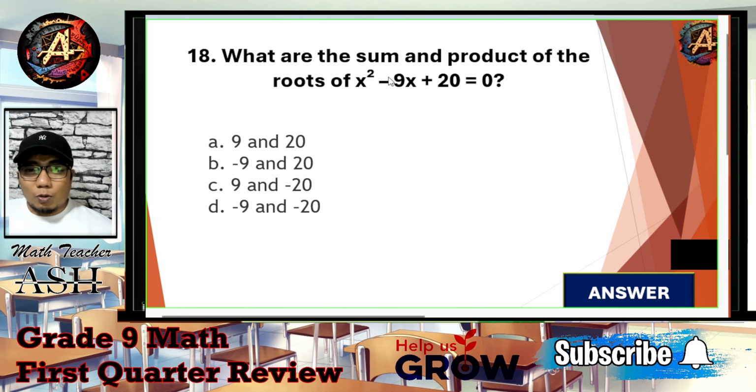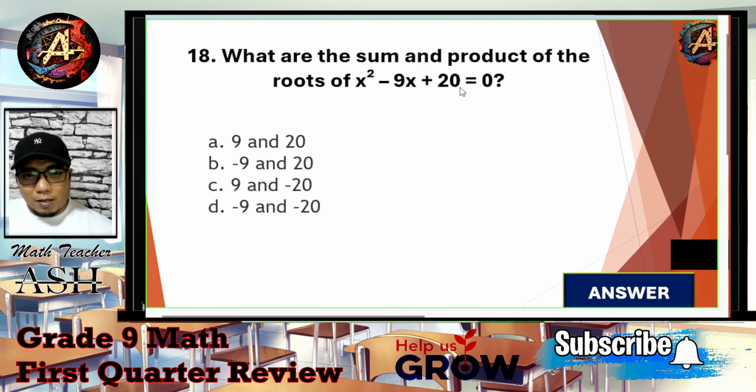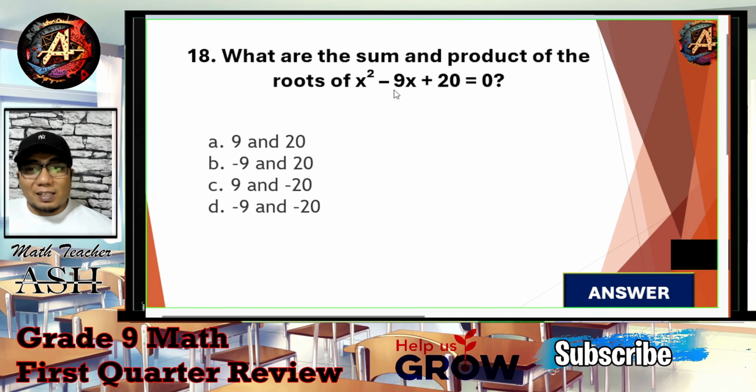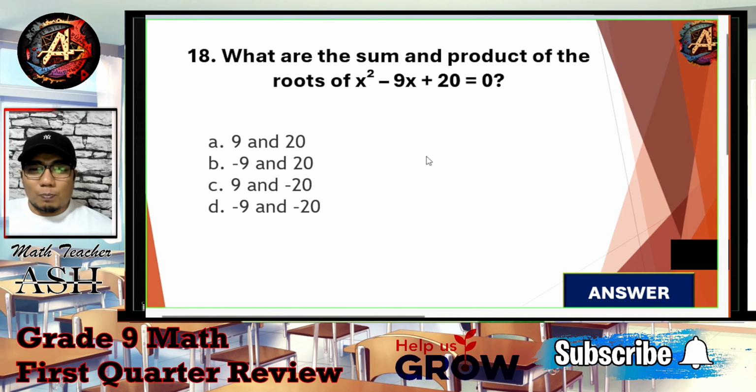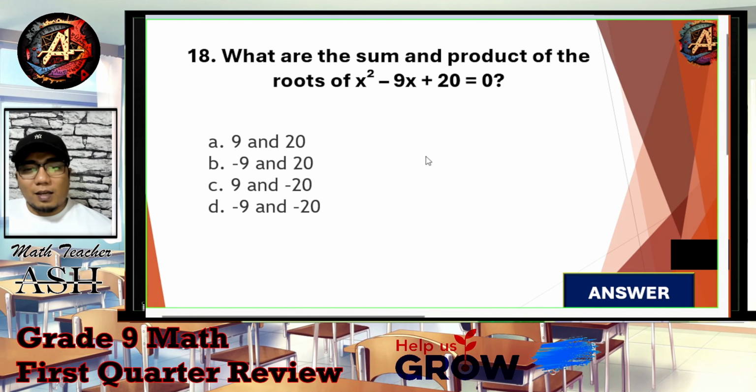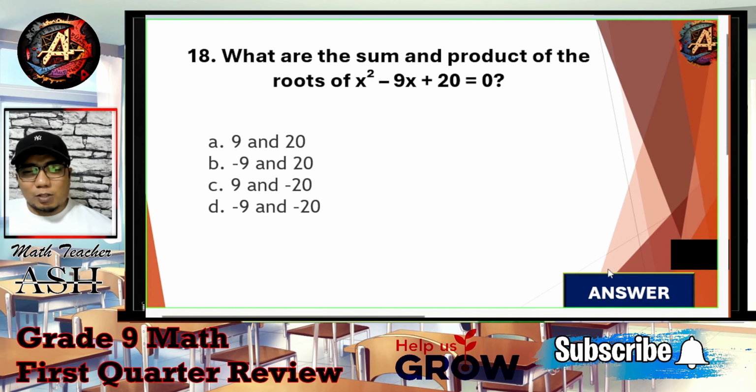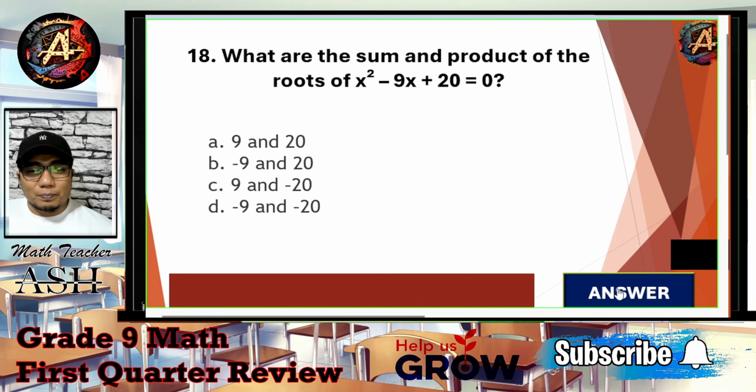So, in order to know the sum and the product, that refers to your B and to your C, but opposite of B. Alright? So, therefore, that will become positive 9 and exact for product, that is positive 20. So, positive 9 and positive 20 is the correct answer for this question. Let's check whether we are correct.